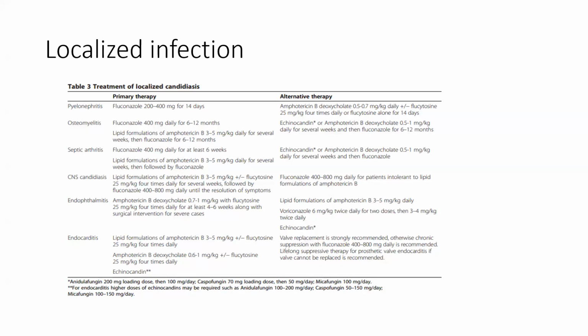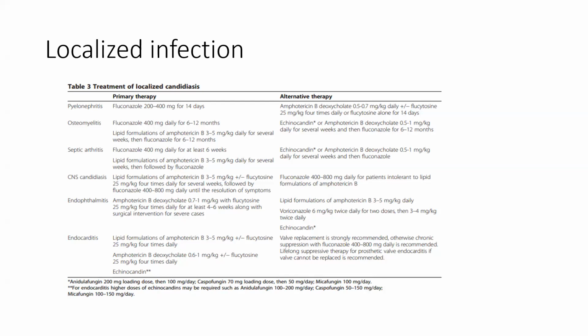CNS candidiasis, we can treat it with lipid formulation of amphotericin B 3 to 5 mg per kg plus flucytosine 25 mg per kg 4 times daily for several weeks, followed by fluconazole 400 to 800 mg daily until resolution of symptoms. Alternative therapy consists of fluconazole 400 to 800 mg daily for patients intolerant to the lipid formulation of amphotericin B.